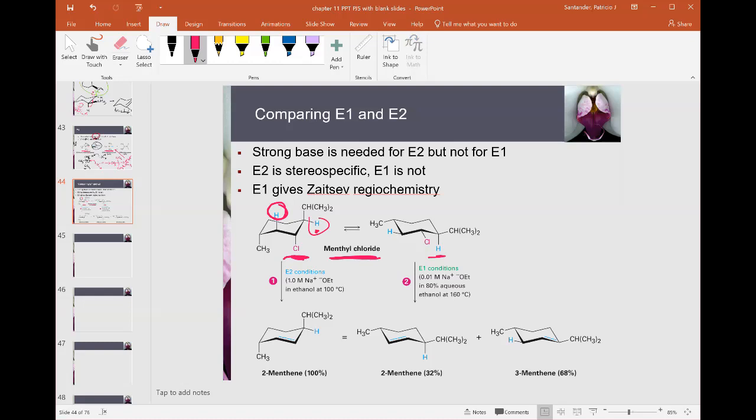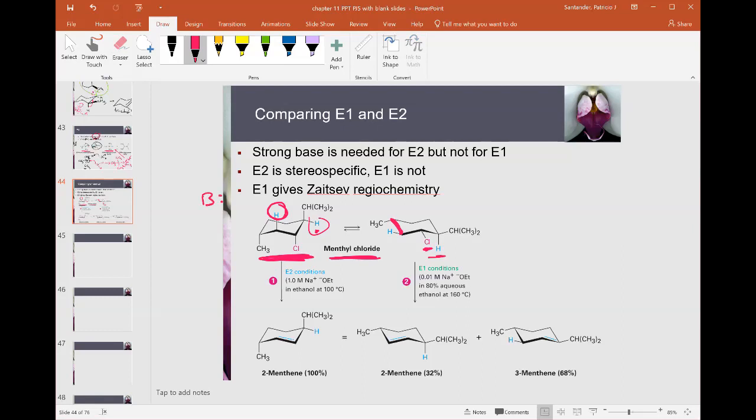And then in the other structure, is the chlorine antiperiplanar to any hydrogen? No, it cannot be, right? Because here the chlorine is on an equatorial position. Being equatorial, the only thing that is antiperiplanar to that chlorine is a carbon-carbon bond there, right? So that is not good for E2 elimination. So the only one out of the two possible conformations, left or right, is only this on the left that can go through an E2.